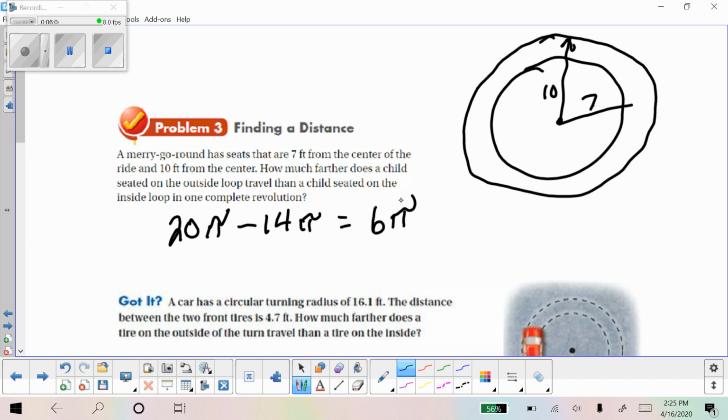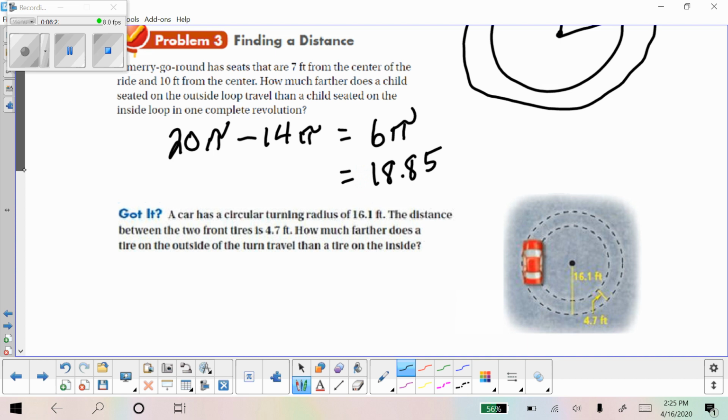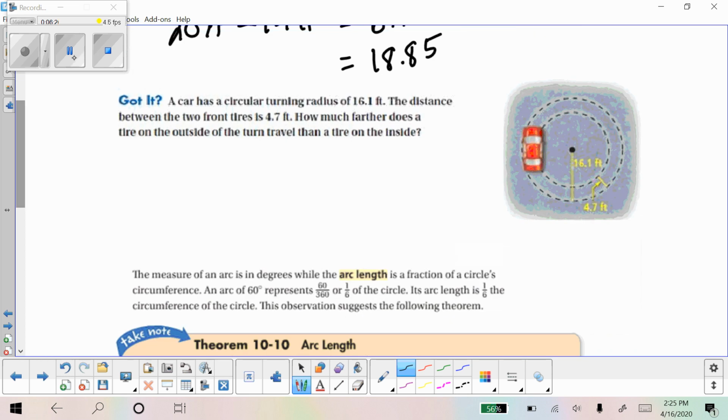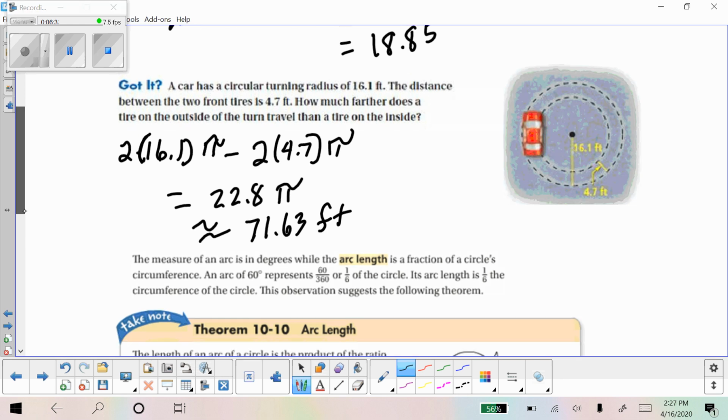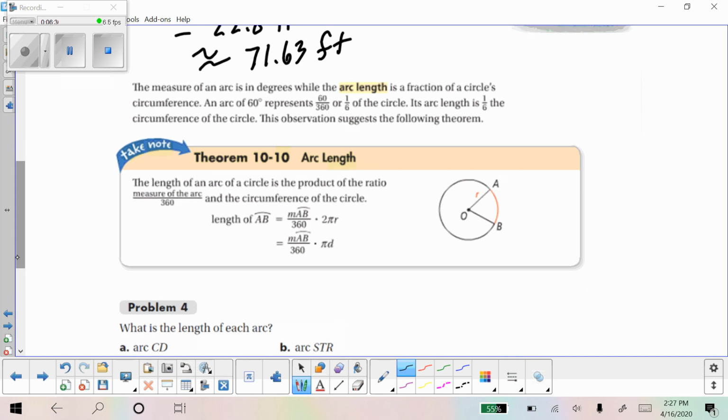And then if I needed to change that to maybe the nearest hundredth, that would be about 18.85 feet. All right, got it? Why don't you try one here? How does that answer compare to yours? All right, we can measure the length of the arc by using the degrees that arc takes up of the circle.